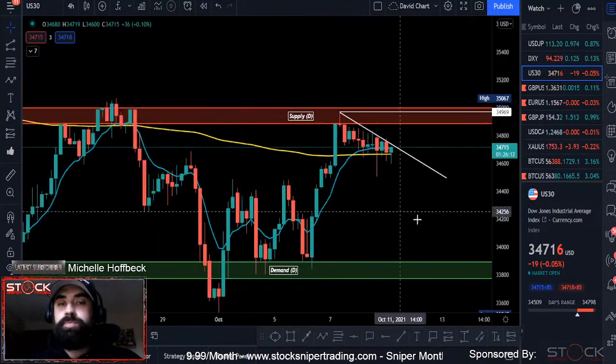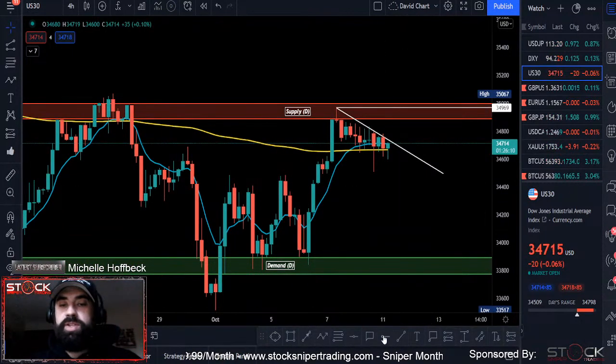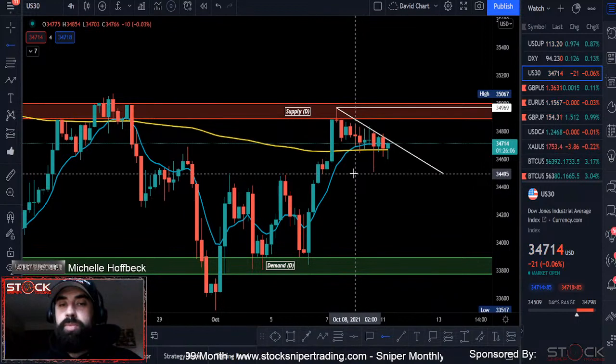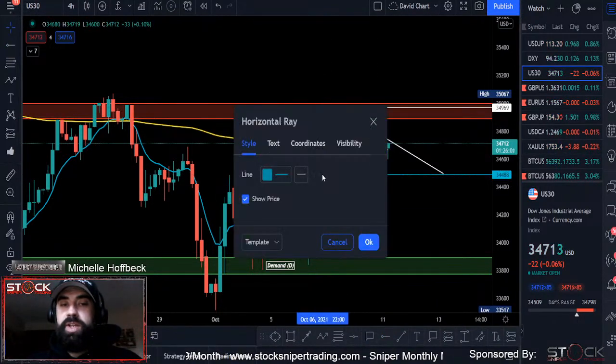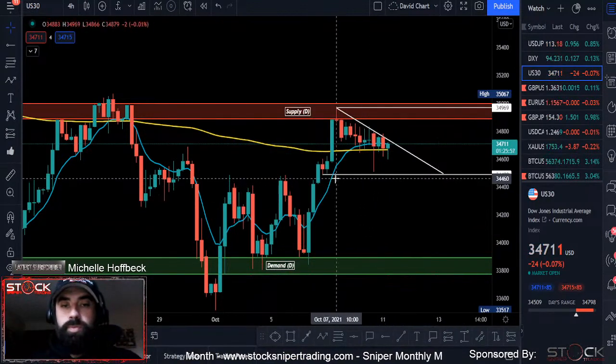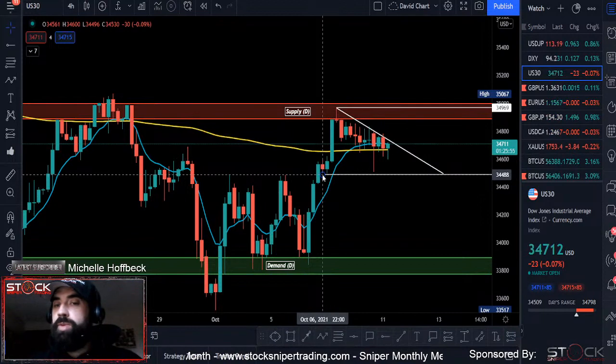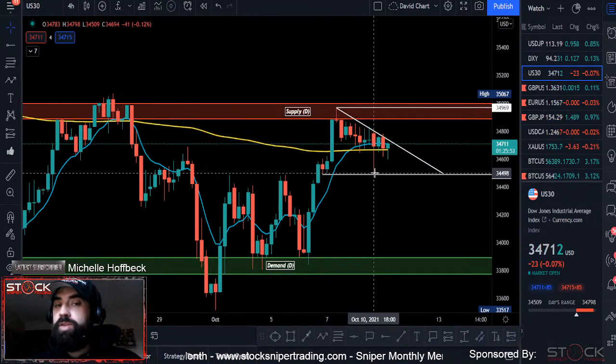Find good support here. I'm not going to keep that on there just because it's pretty bright, and it would take away a lot from the other chart that we're going to draw. So you can see we're finding good support at 34488, and now we've made a nice little bounce.